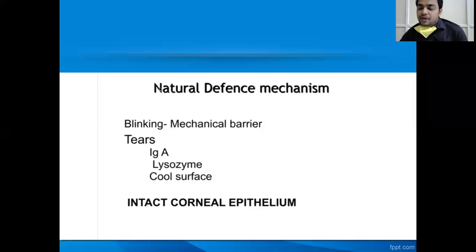So in the body, we have a natural defense mechanism. In the eye, we have a blinking mechanism. We continuously blink our eyes, so this acts as a mechanical barrier for entry of pathogens or dust particles into the eye. And in the tear film also, we have immunoglobulin IgA and some enzymes like lysozyme. Lysozyme also helps in preventing infection. And the cool surface also prevents infections. So the presence of intact, healthy corneal epithelium is important to prevent corneal ulcers.